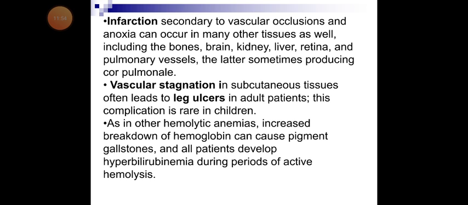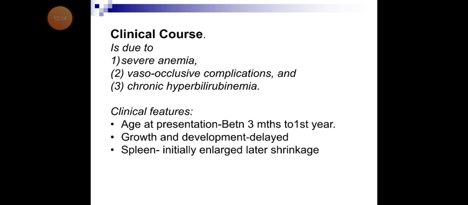Infarction secondary to vascular occlusion and anoxia may occur in many other tissues like liver, spleen, kidney, brain, retina, and pulmonary vessels. Vascular stagnation in subcutaneous tissue may lead to leg ulcers in patients. As in other hemolytic anemias, increased breakdown of hemoglobin can cause pigment gallstones. All patients develop hyperbilirubinemia during periods of active hemolysis. The clinical course is determined by severe anemia, vaso-occlusive complications and chronic hyperbilirubinemia.